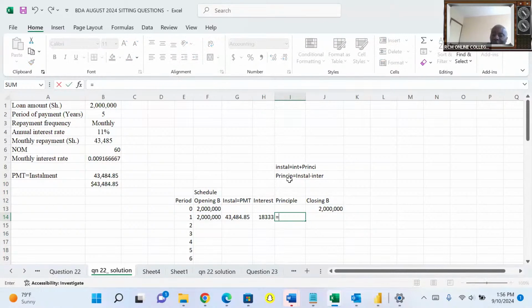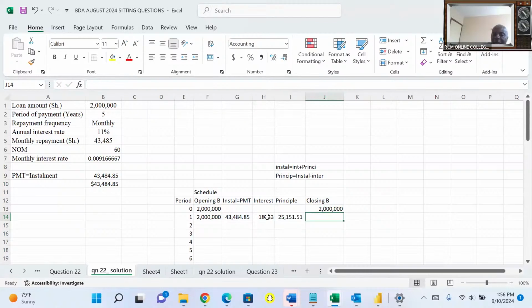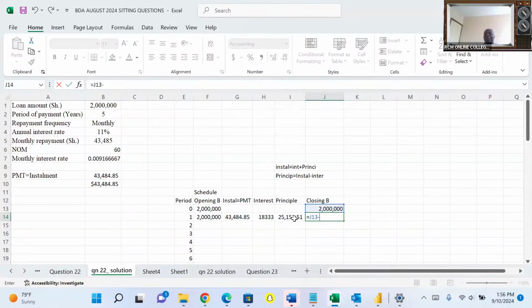I know how to get the principal. It's installment minus interest. It is this installment minus the interest like this. I don't need now to dollarize anything. So tab. Then I know closing balance. The closing loan balance will be what I have here. A loan can only be reduced by the principal amount. A loan cannot go down by the interest.